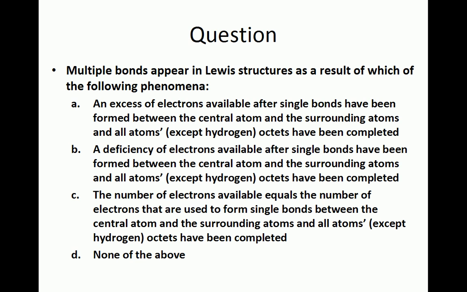C. The number of electrons available equals the number of electrons that are used to form single bonds between the central atom and the surrounding atom in all atoms, except hydrogen. Octets have been completed. Or D. None of the above.